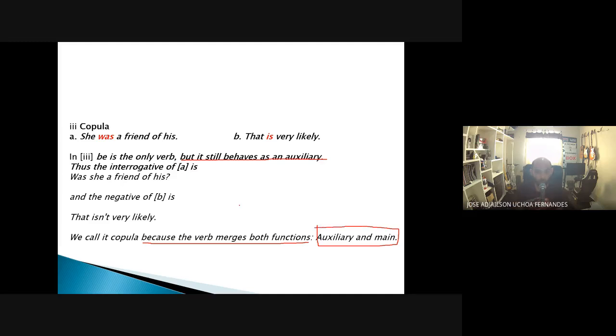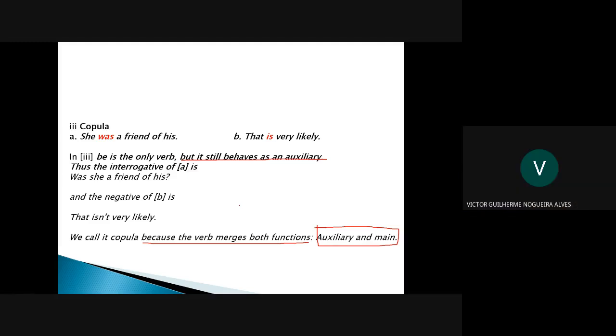Though it receives a not in the negative version, and though it's inverted with the subject in the interrogative, it is also the only verb of the clause. So, by consequence, it is the main one. If it's the only one, it should be the main. Questions so far? No, it's fine.